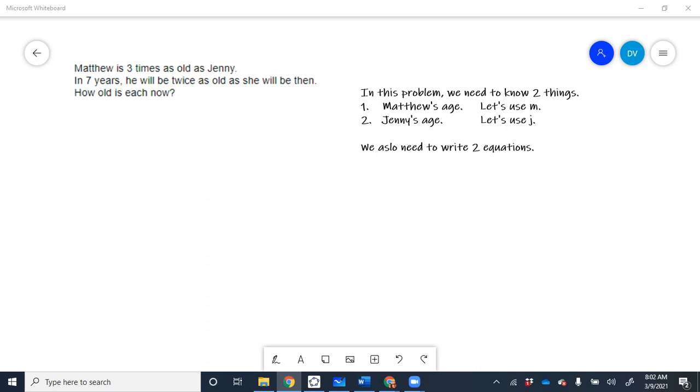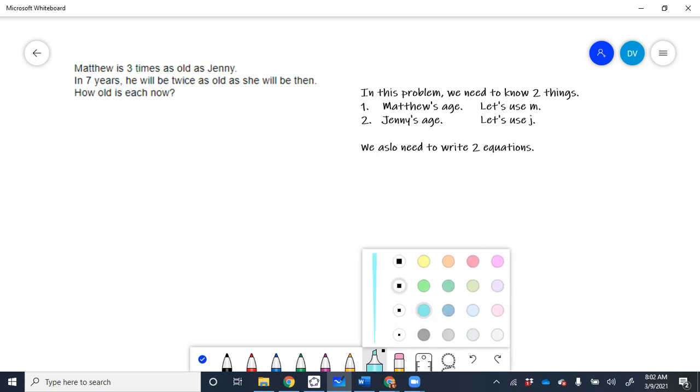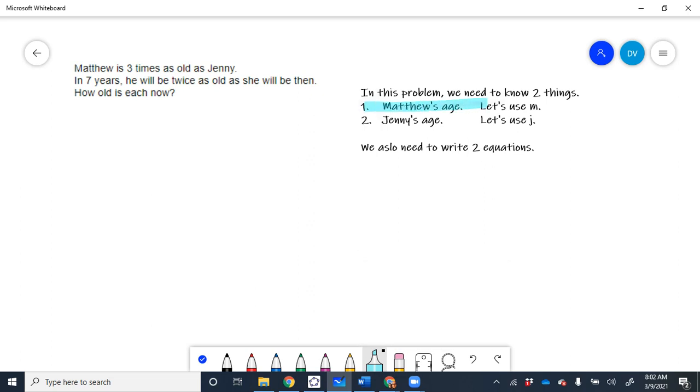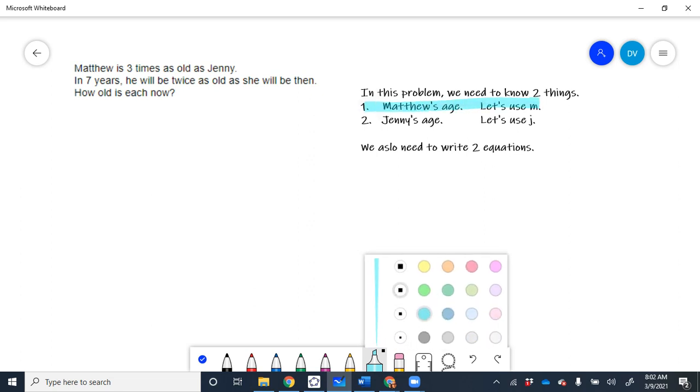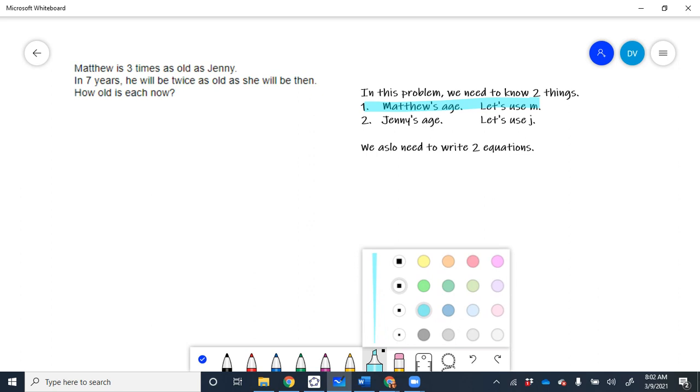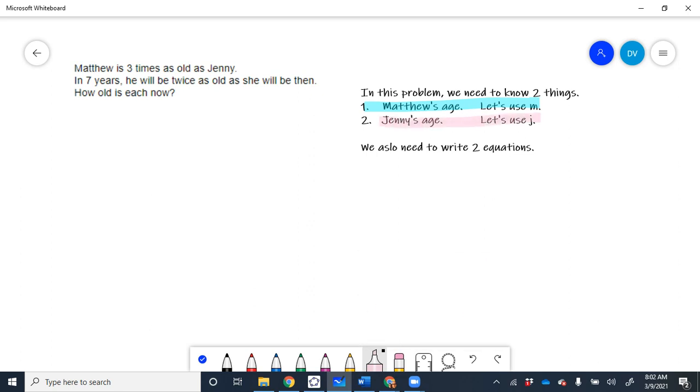Matthew's age now, and we're going to use the letter M for that. And I'm going to use different colors also. So for Matthew's age, we'll use a blue. And we also want to know Jenny's age now. And we'll use, let's say, whatever, pink maybe. And we'll use J for Jenny's age.